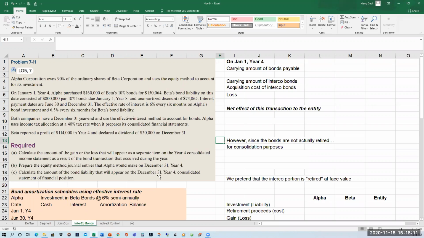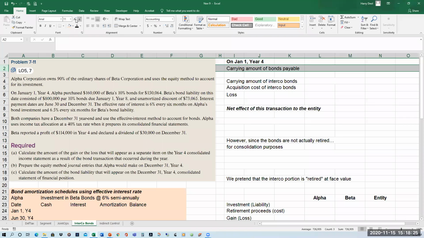So what I'm going to try to do is talk in general about what to do when you have an intracompany bond liability position. So pertaining to these companies here, on Jan 1st, year 4, the carrying amount of the bonds payable was 726,935: 800,000 par value minus the unamortized discount of 73,065. The bonds had a carrying amount of 726,935. Now that was for $800,000.